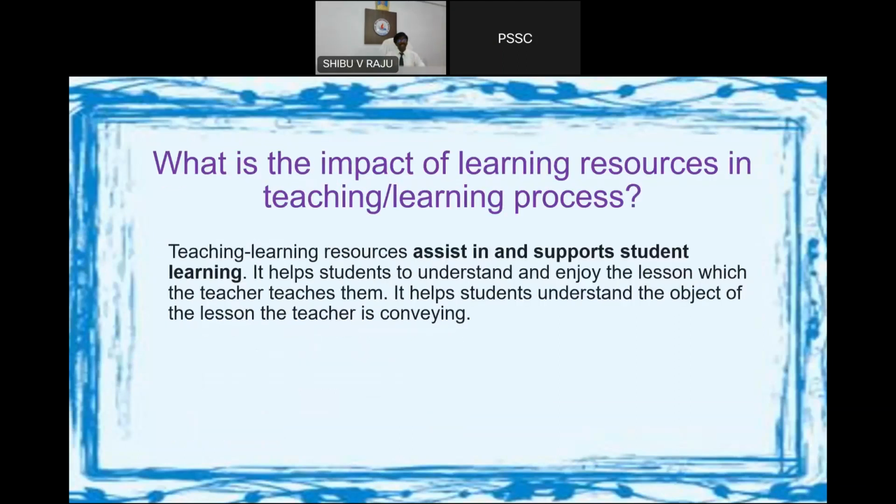So here, teaching learning resources assist and support students' learning. Their learning increases. It helps students to understand and enjoy the lesson which the teacher teaches them. It helps students understand the objective of the lesson the teacher is conveying. I'm conveying something, it reaches them. Therefore, feedback we have to take.